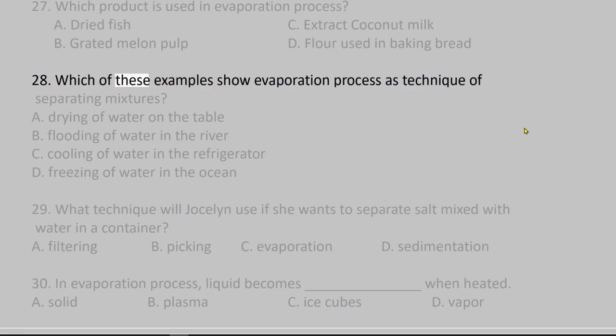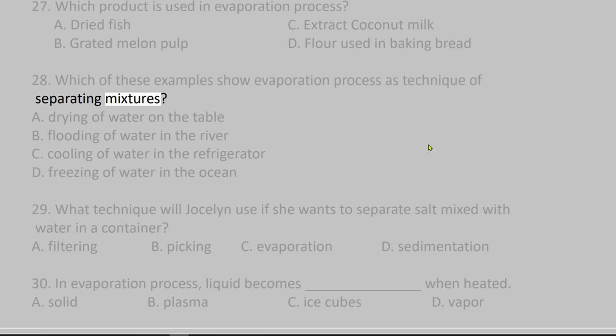28. Which of these examples show evaporation process as technique of separating mixtures? A. Drying of water on the table. B. Flooding of water in the river. C. Cooling of water in the refrigerator. D. Freezing of water in the ocean.